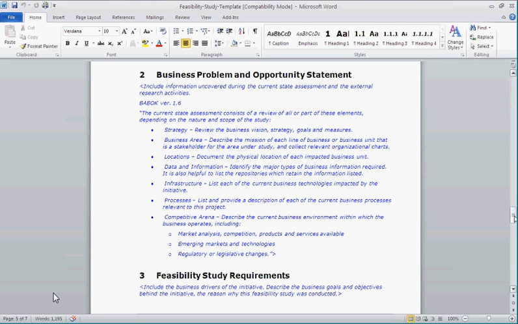Next, infrastructure. List each of the current business technologies impacted by this project. Is there any business technology that's being impacted by this project, by going online? No, right? We are not using any technology. We're selling from physical stores. Is there a current business process? Remember, this is the as-is, right? If yes, then describe it in the next one.